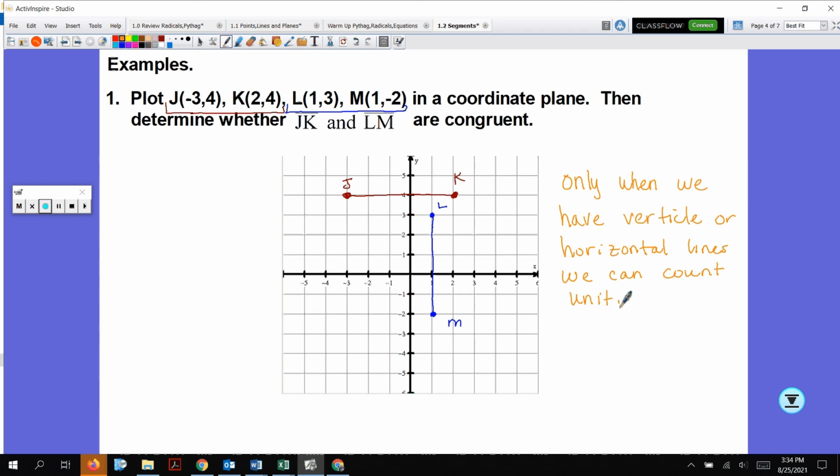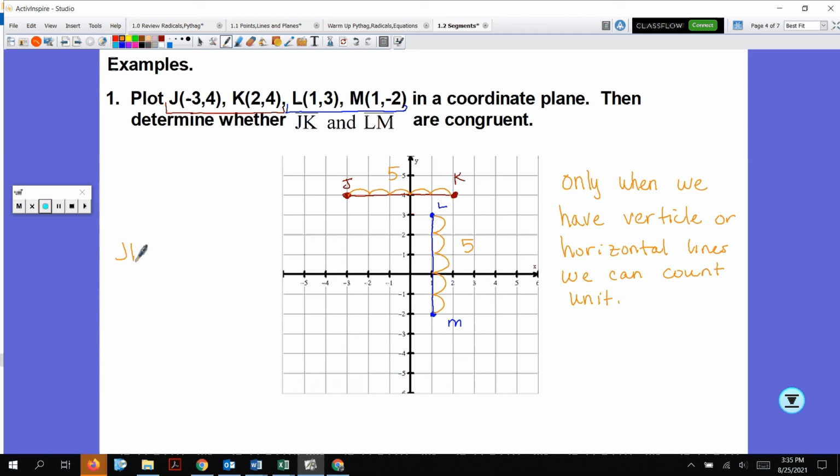All right, so let's check out JK. We can count the units, right? 1, 2, 3, 4, 5. It is 5 units long. Let's check out LM. 1, 2, 3, 4, 5. Hey! It's also 5 units long. So, yes, we can totally say that JK and LM are congruent.